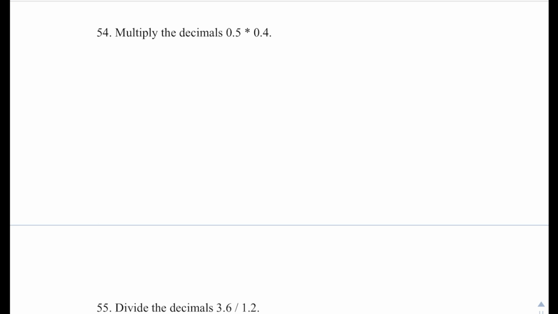54. Multiply the decimals 0.5 times 0.4. Again, you have a calculator, so 0.5 times 0.4 is going to equal 0.2. That will be your answer.